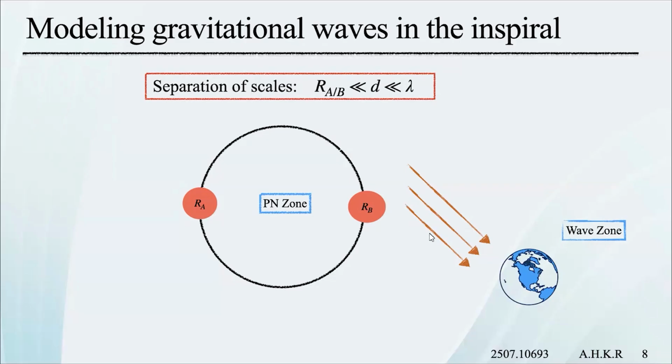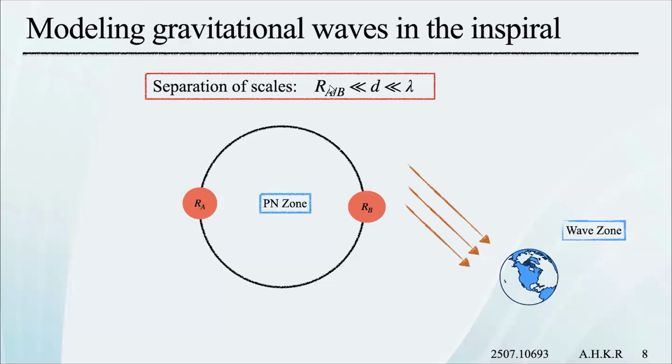There are three distinct zones in the problem. The near zone, where the dynamics of the interaction between the two objects take place, is the post-Newtonian zone. And the post-Newtonian zone can again be separated into a body zone, where you are looking at physics at length scales of the order of the radius of the two objects.